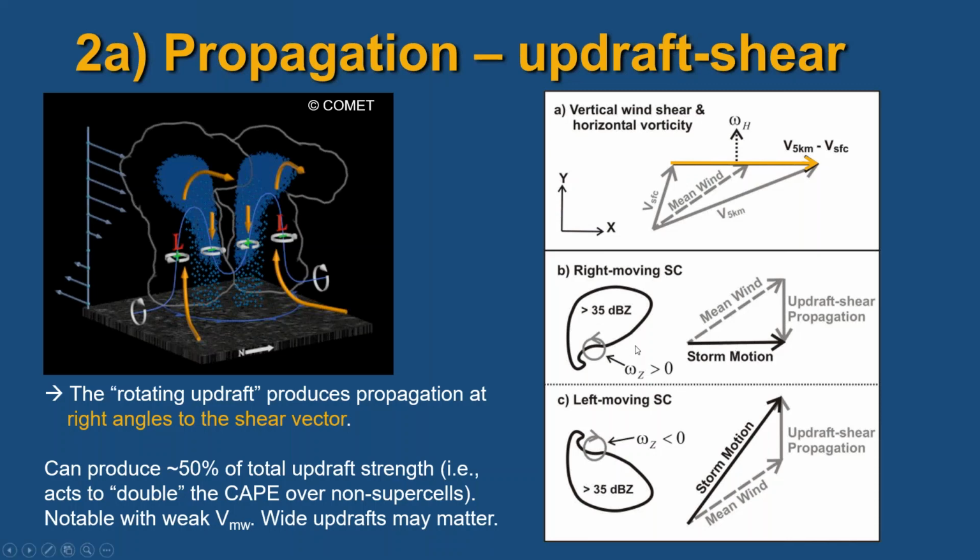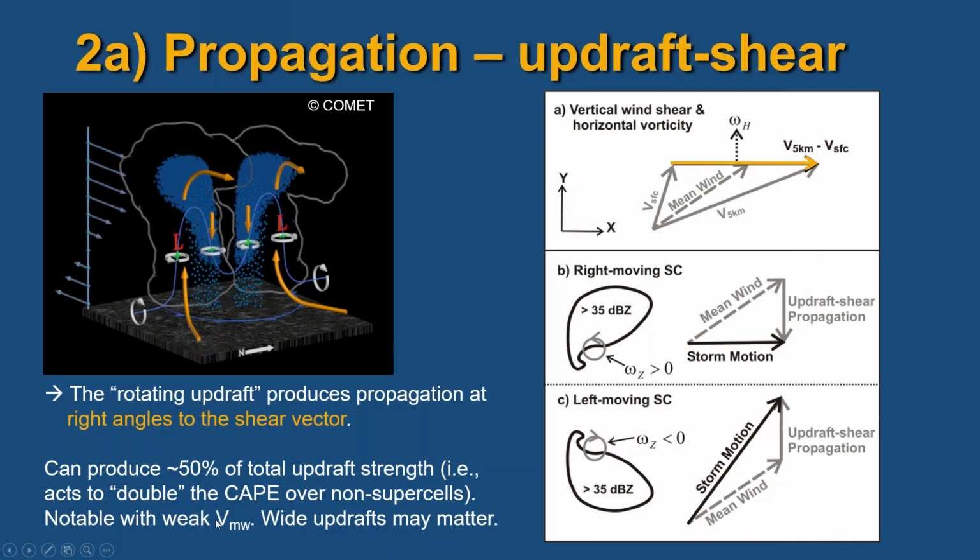And so with this diagram over here on the left, if you look at just a couple of vectors here, we have the surface wind, the 5 kilometer wind, just as an example. There's your shear vector. And so for a right mover, you get rotation that would develop on the southern flank, and it would propagate to the south and to the right of that shear vector. So then when you add the mean wind and that updraft shear propagation component, you get your resultant storm motion. And I'll go over more details of that on a later slide. So that's what makes a supercell a supercell.